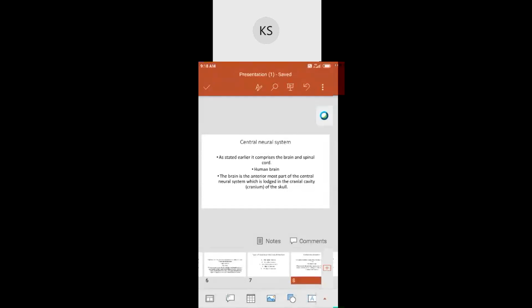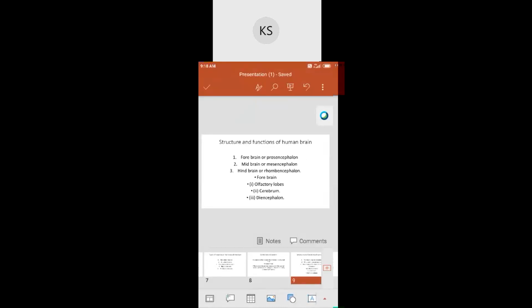Next, what is the central neural system? As stated earlier, it comprises the brain and the spinal cord. The human brain is the anterior-most part of the central neural system, which is locked in the cranial cavity, the cranium of the skull. Now, what are the structures and functions of the human brain? The human brain has 3 main structures: forebrain or prosencephalon, midbrain or mesencephalon, and hindbrain or rhombencephalon. The forebrain is again divided into 3 parts: olfactory lobes, cerebrum, and diencephalon.